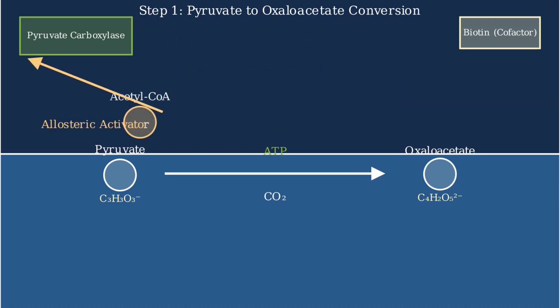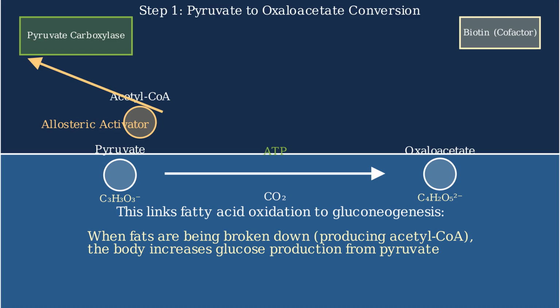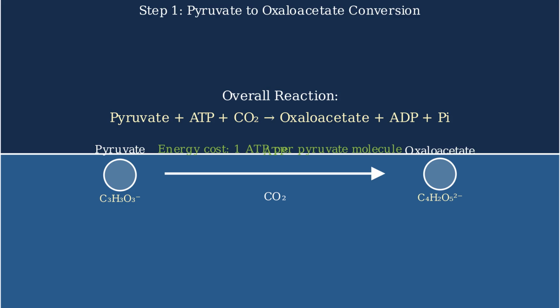Acetyl-CoA, derived from fatty acid oxidation, acts as an allosteric activator of pyruvate carboxylase. This creates an important metabolic link between fatty acid oxidation and gluconeogenesis. When fats are being broken down, producing acetyl-CoA, the body increases glucose production from pyruvate. The overall reaction converts pyruvate to oxaloacetate using 1 ATP molecule and carbon dioxide. This is an energy-requiring step that commits the cell to gluconeogenesis. After forming oxaloacetate, the gluconeogenesis pathway continues with the conversion to phosphoenolpyruvate in the next step.